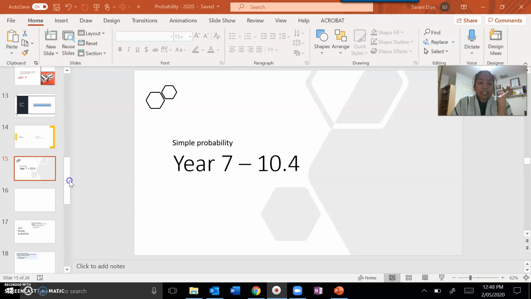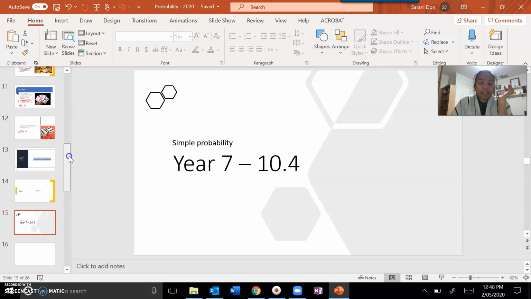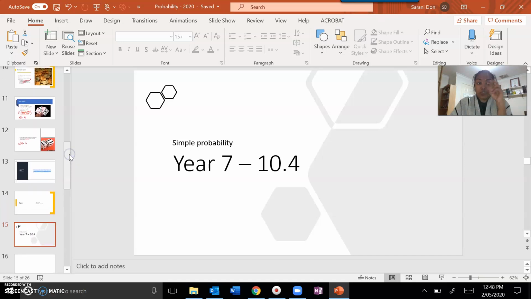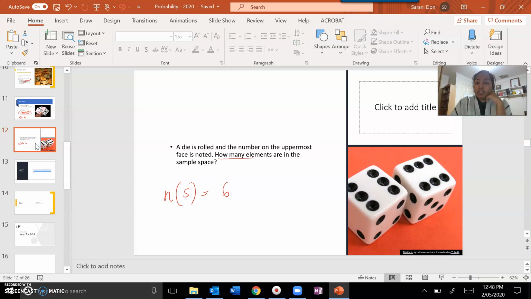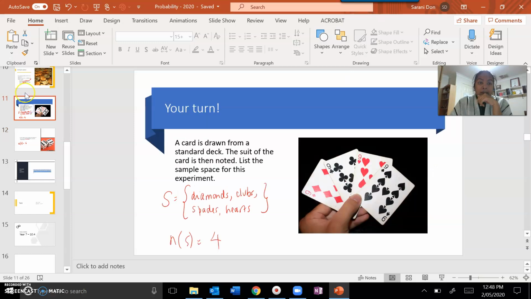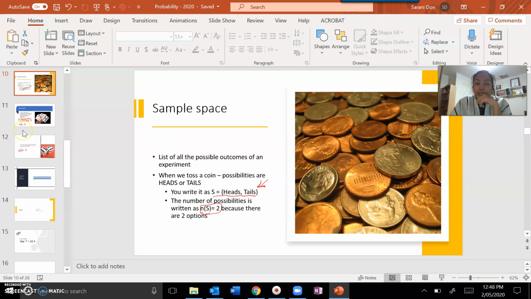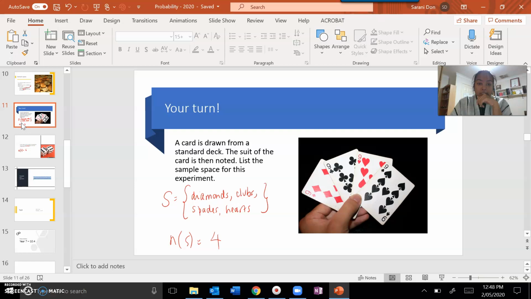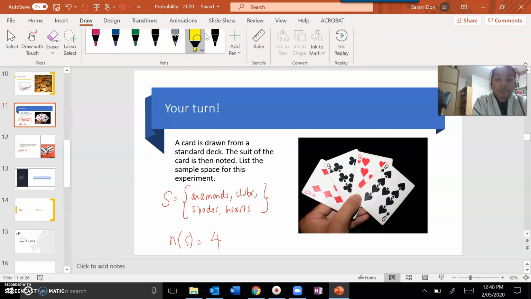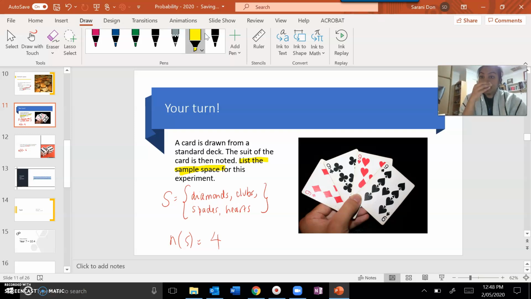One thing I need to clarify is I've noticed when you did the form, there's two questions in the form, and still some of you are getting confused with how to write the answer. For example, in this question, when it says list the sample space, when it specifically says list, you are to state all the possible outcomes, all the possible things that you can get.